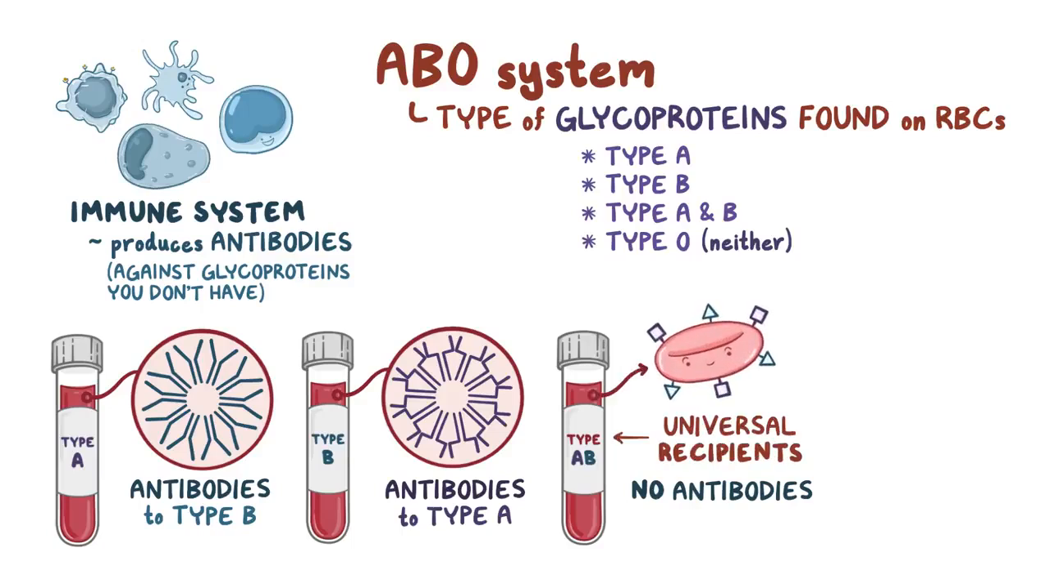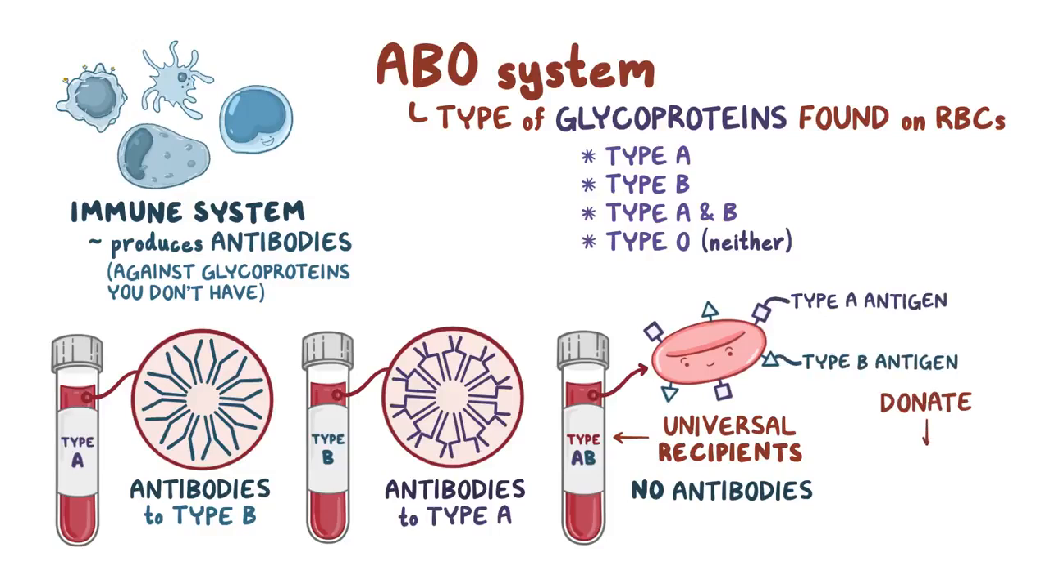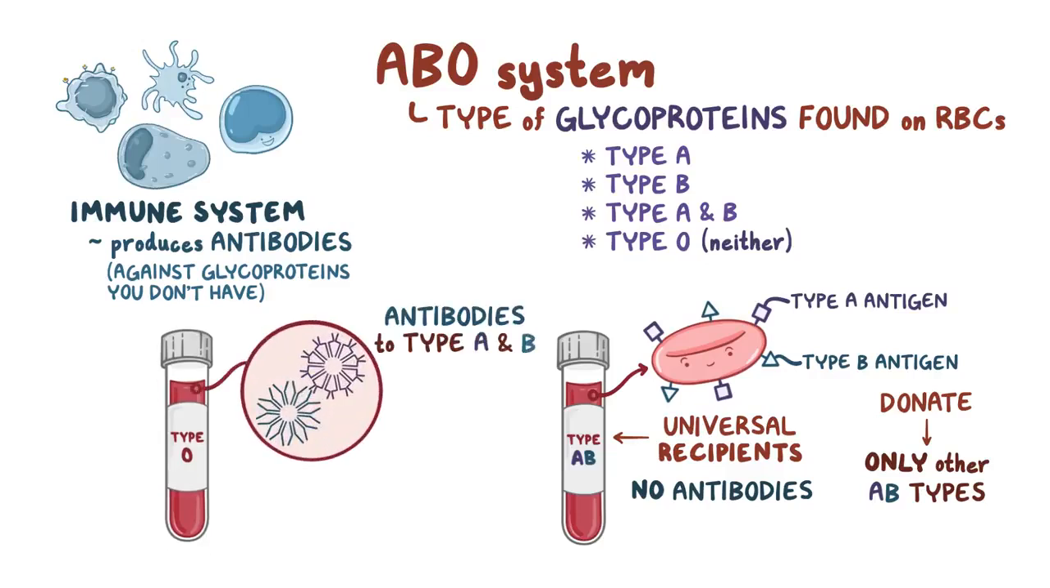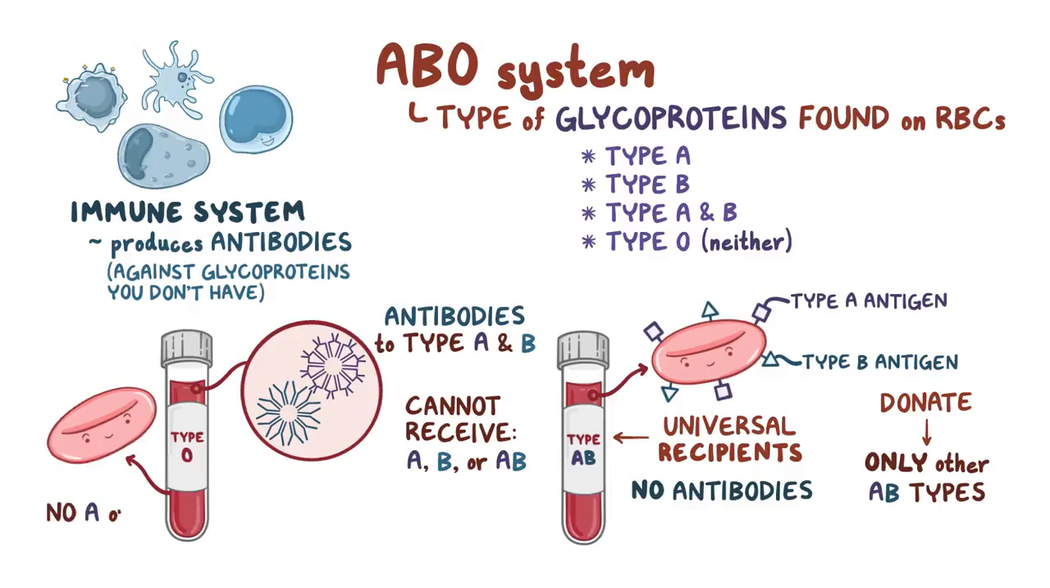However, since their red blood cells have both type A and type B antigens, they can't donate blood to anyone except other AB blood type individuals. So they're good receivers but bad givers. On the other hand, people with type O blood have antibodies to both A and B glycoproteins, so they can't receive type A, type B, or type AB blood. But since their red blood cells don't have type A or type B antigens, they can donate blood to anyone. They're the universal donors, good at giving but bad at receiving.